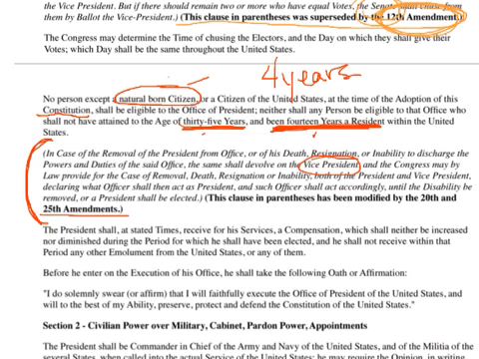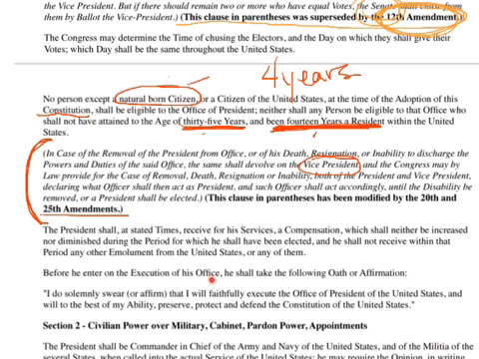The president does get paid. So the president shall at stated times receive for his services a compensation, which shall neither be increased nor diminished during the period for which he shall have been elected. So the president can't get a raise or a pay cut while he's the president. It's the same for his whole time. And he shall not receive within that period any other emolument from the United States or any of them. So he can't get any other money from the United States, only his payment for president, which cannot go up or go down while he's the president.